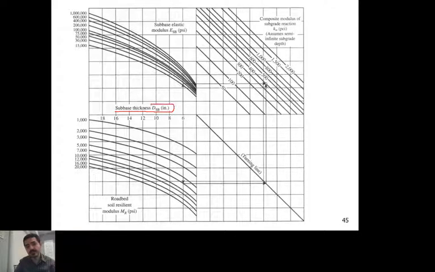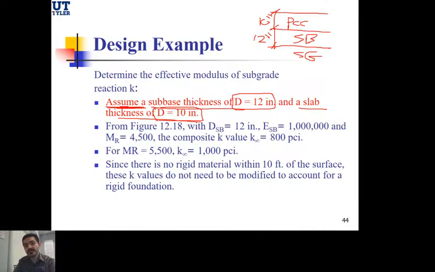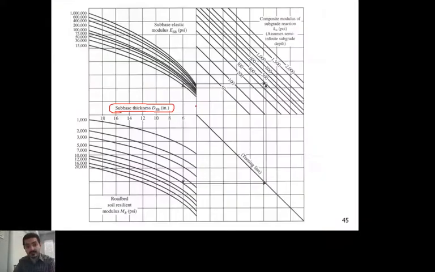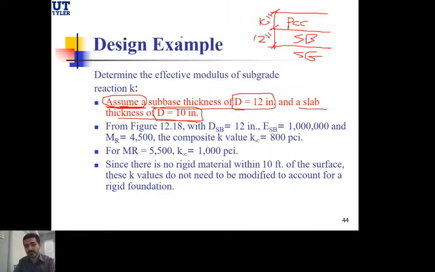As you know, I need to know first what the subbase thickness is, and that's the reason, one more time, I hope now you link the dots together, why I assumed the thickness for the subbase and the slab thickness, because I can't get anywhere without knowing that. So we start with an assumption that's 12 inches. So here's the 12 inches point, and then I went up. Where did I go up? I went up here to reach a certain value for the subbase. How did I get the subbase elastic modulus? It was given to me from the example.